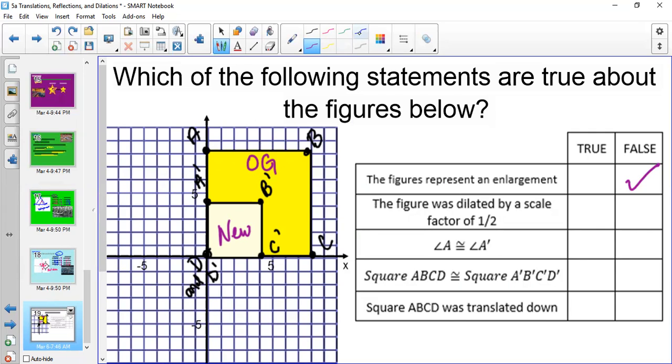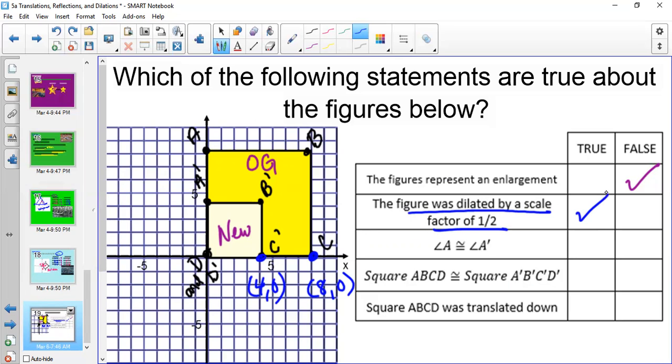Okay, so the next one was that the figure was dilated by a scale factor of 1/2. So let's test a point. I'm going to test this point. That's the point 8, 0. And it went to C prime, which is 4, 0. Was it multiplied by 1/2? Yes, it was.